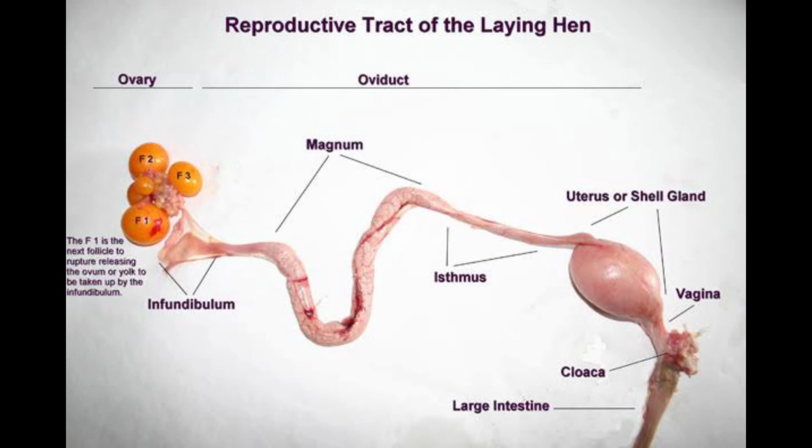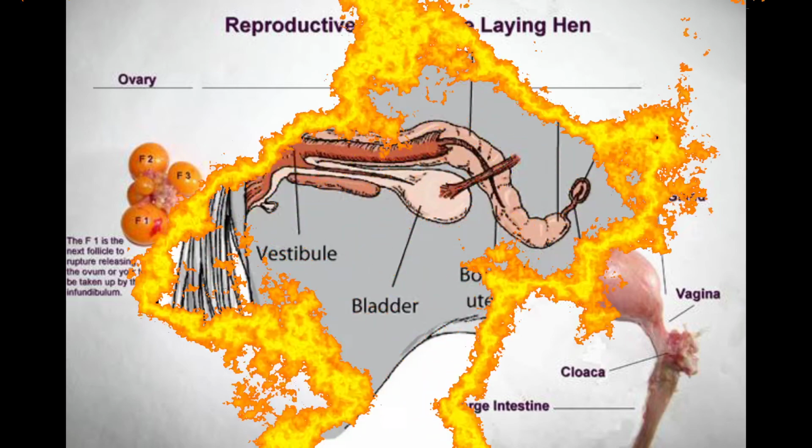The bloom or cuticle forms on the egg in the vagina prior to oviposition. The egg travels through the oviduct, small end first, but turns in the vagina and comes out large end first.